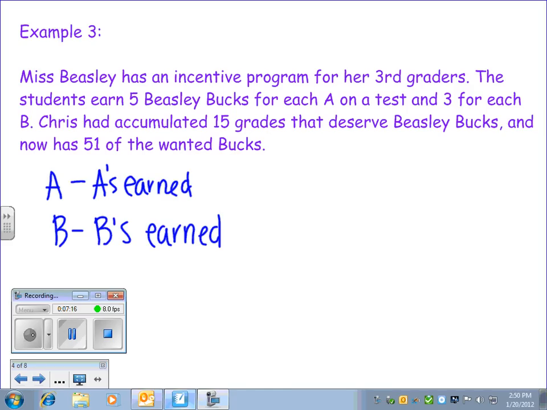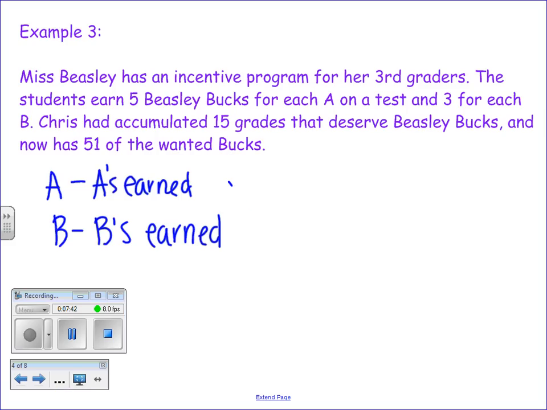Okay, guys, so these are the two variables that I used. Very creative here. I used A for the number of A's that Miss Beasley's students earned, or I guess it was Chris, and B to stand for the B's that Chris earned. You can have different letters, okay, but as long as you have your two letters defined and what they stand for, okay?